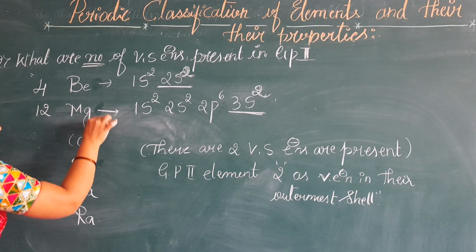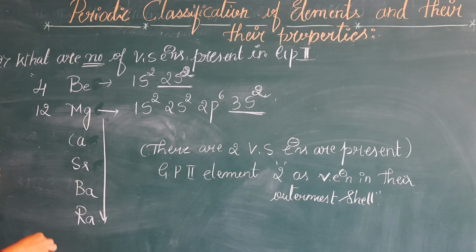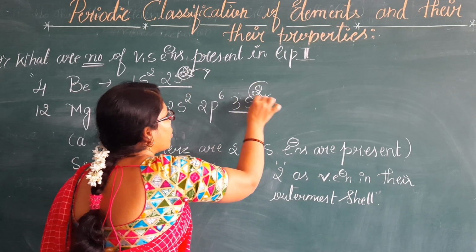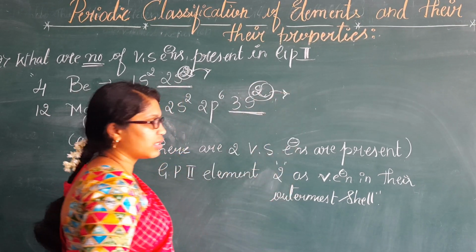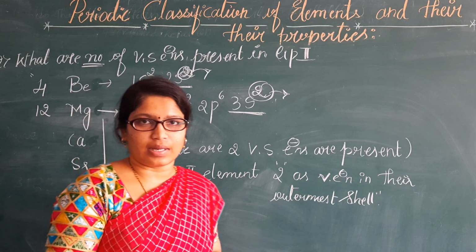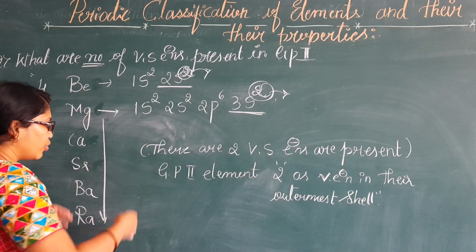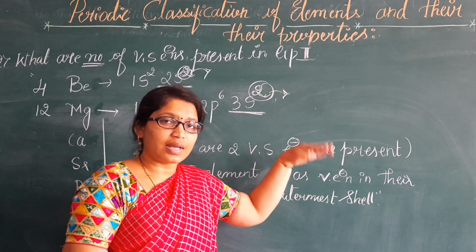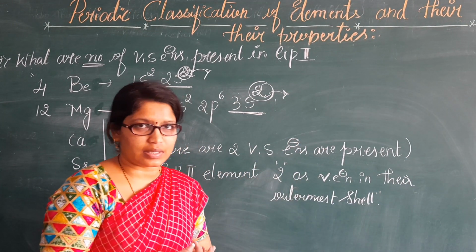Whenever you go down the group, what will happen? The tendency of losing these outermost shell electrons increases. When we go down the group, the tendency of losing these outermost electrons increases.